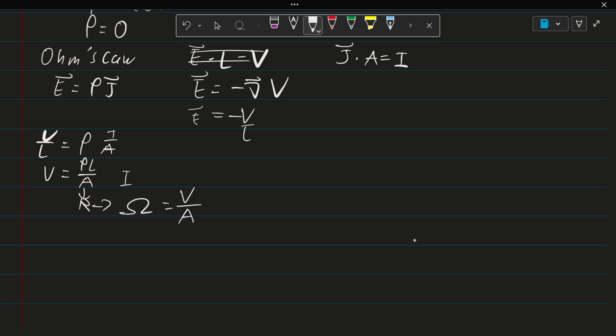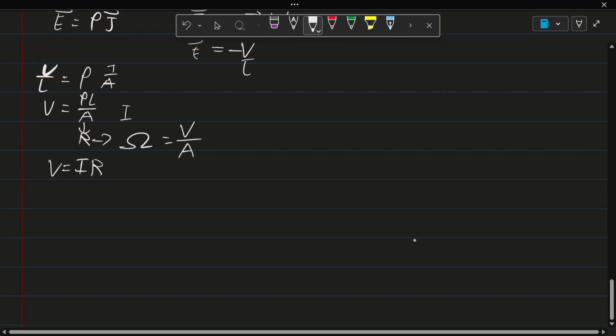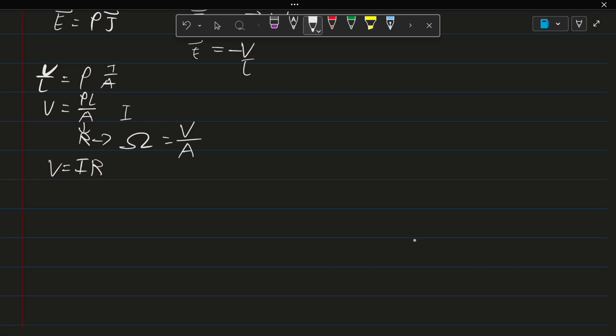And this might seem a little bit familiar, but it has the idea that voltage is a function of current, which is not entirely the case. In fact, a much better way to write Ohm's law is I equals V over R. And why is that?